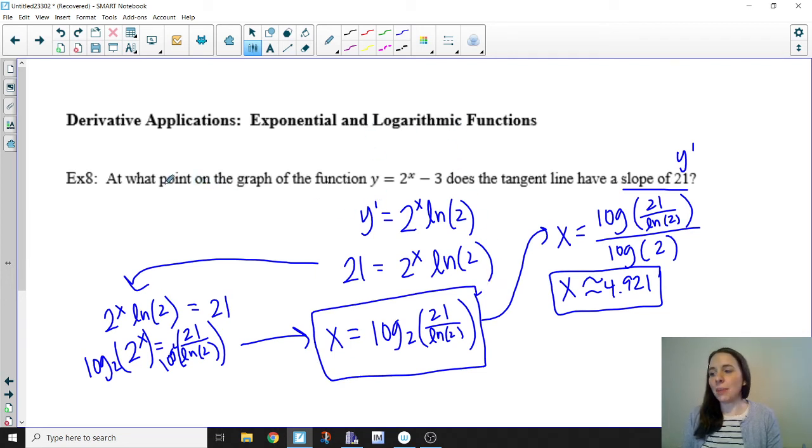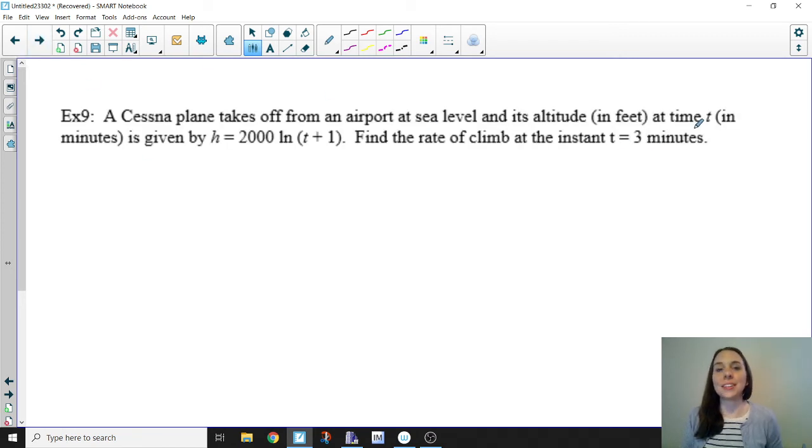Okay, that's not my favorite application, I'm going to admit, but the last two applications we see here in this notes set, I really like. Let's take a look at this one. A Cessna plane takes off from an airport at sea level, and its altitude in feet at time t in minutes is given by this equation, h equals 2,000 times the ln of t plus 1. We are finding the rate of climb at the instant t equals 3 minutes.